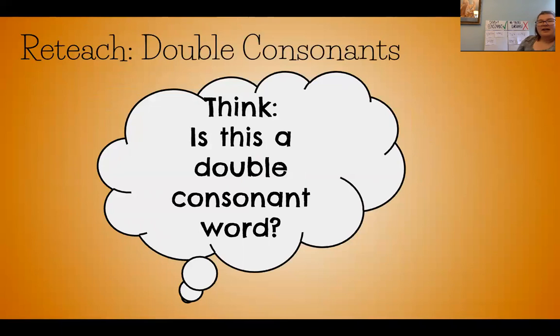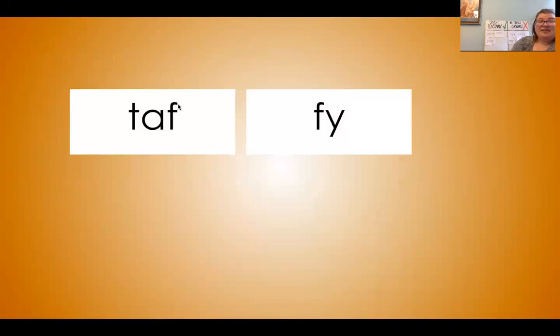And our last word is taffy, like Laffy Taffy. So go ahead and say taffy. Okay, what is our first syllable in taffy? Right, taff. And our second syllable? Fee. So let's take a look at how we divided these. We had to close in our first syllable and keep our second syllable wide open. Is this a double consonant word? Yeah.